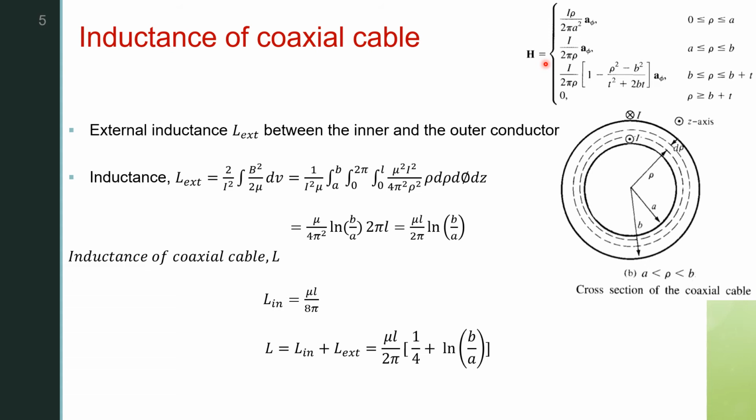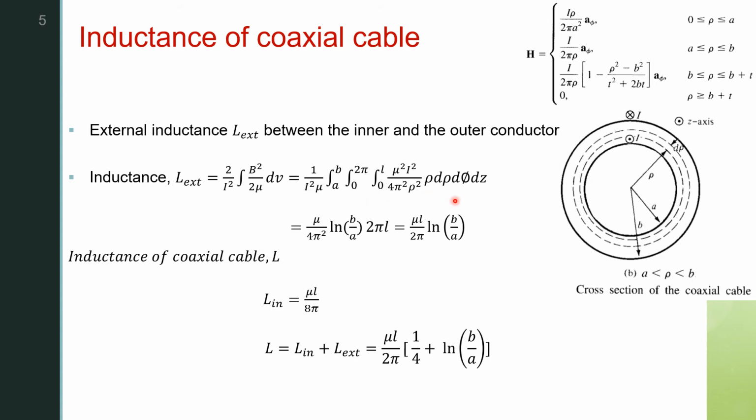So let's substitute that. B is equal to mu H, so that is equal to mu into I by 2 pi rho. So B square will become mu square I square divided by 4 pi square rho square, and it is dV, a volume integral. So we have the value of rho varying from A to B, the value of phi varying from 0 to 2 pi, and the value of z varying from 0 to L, that's the length of our conductor. So let's simplify this particular equation.